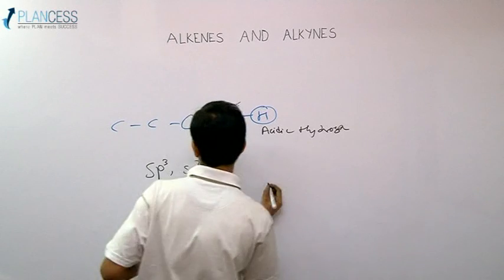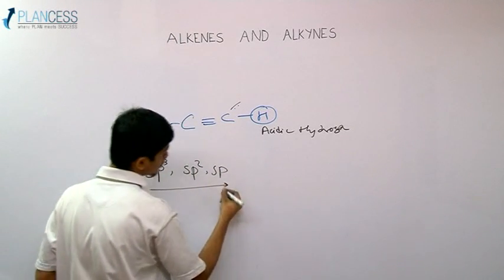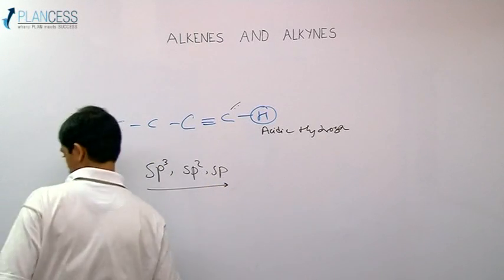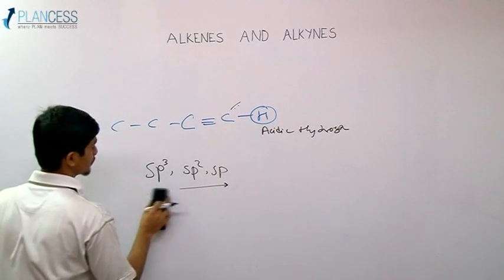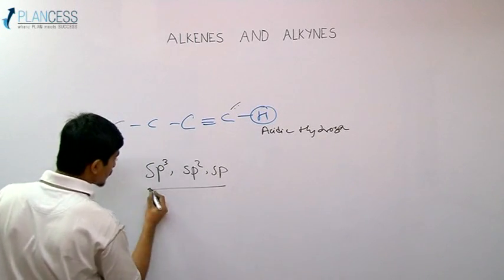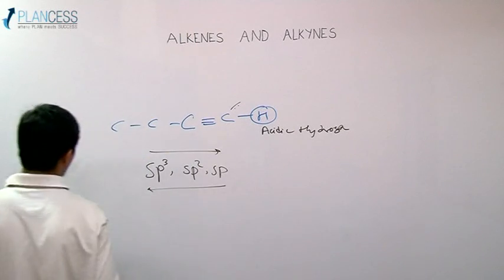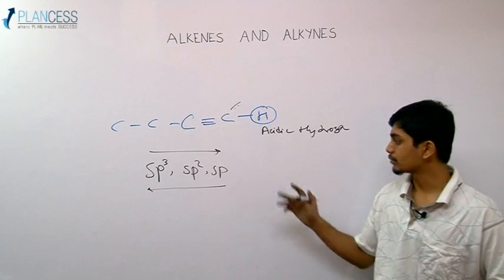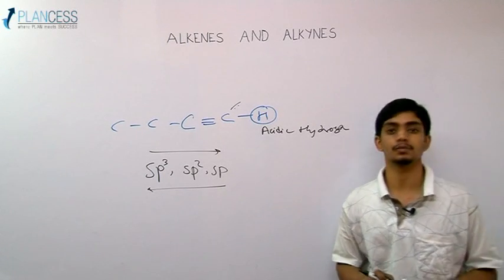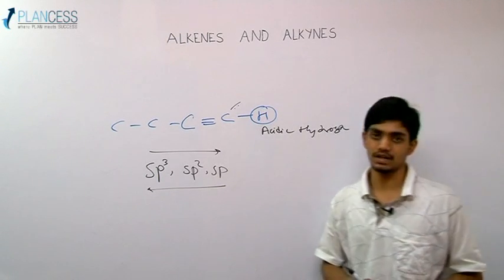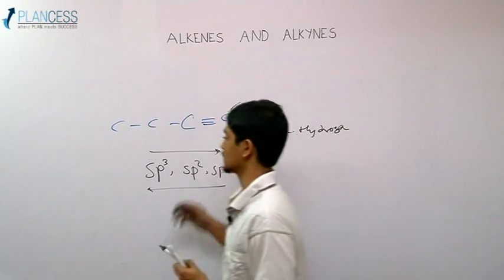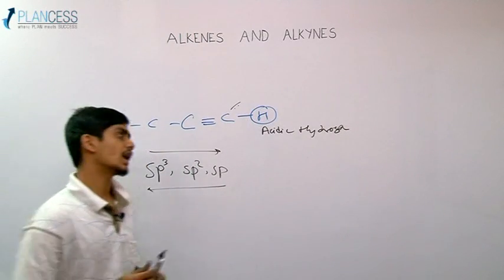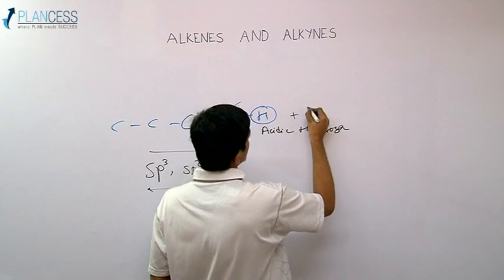And if you write it, this will be the basic order because the negative charge is this way, and the acidic order is just the opposite, as we know. That is, the sp carbon has more acidic hydrogens. The hydrogen attached to the sp carbon is more acidic as compared to the hydrogen attached to the sp2 carbon or the sp3 carbon. So that is one important property of alkynes.